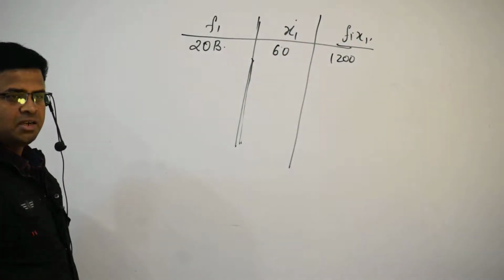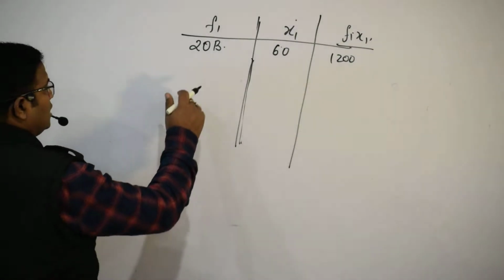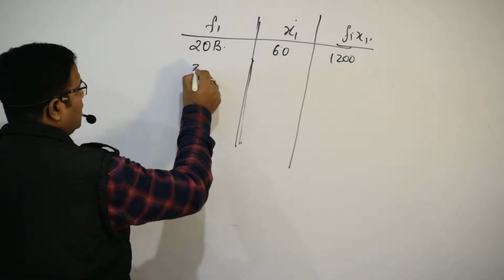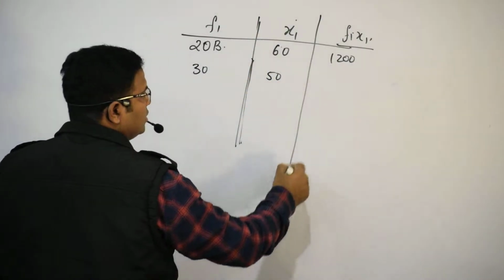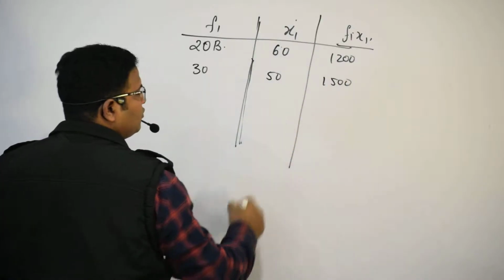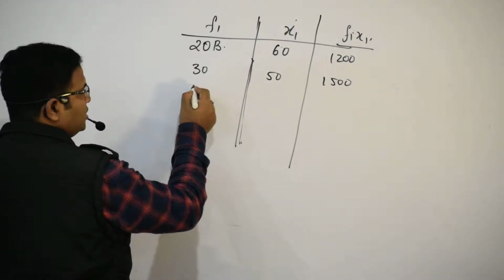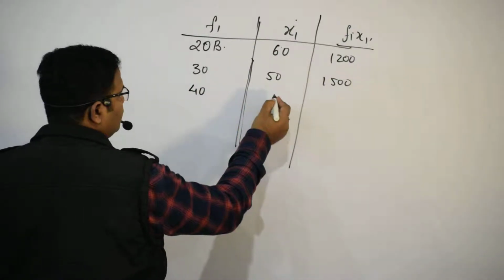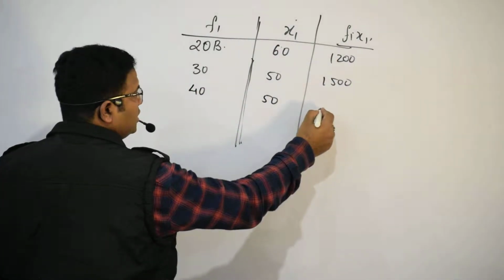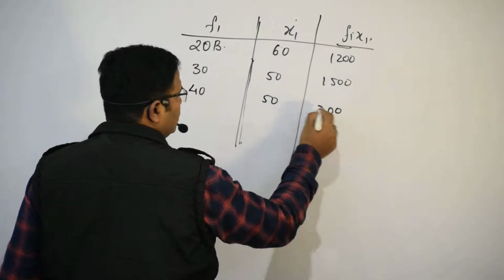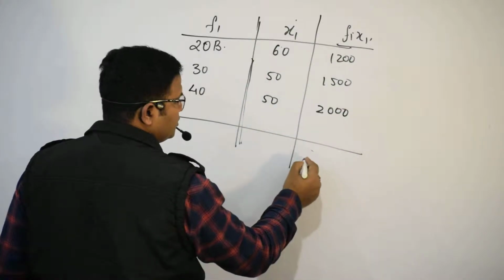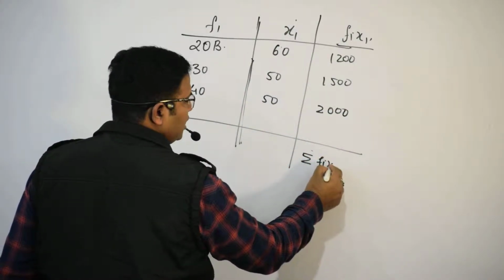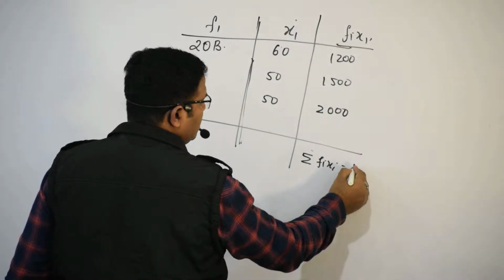1200. कुछ याद आ रहा class 9? And thereafter I said in the section B there are 30 boys, they scored at an average of 50, that becomes what? 1500. And section C, I said that there is 40 boys, they scored at an average of also 50, that becomes what? 2000. Aur ye kya ho jayega, sigma fi xi, and that becomes 4700.